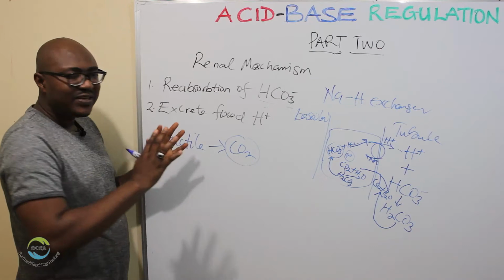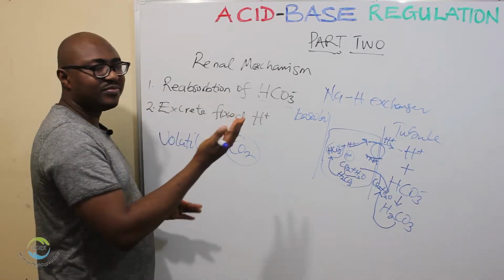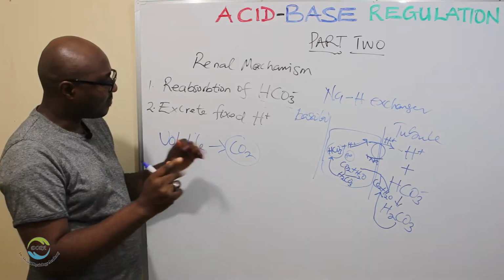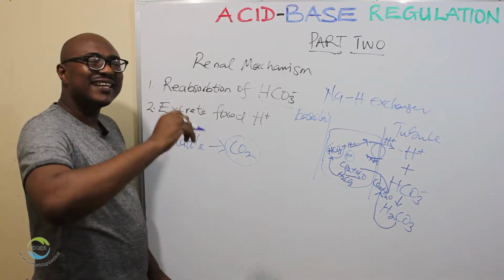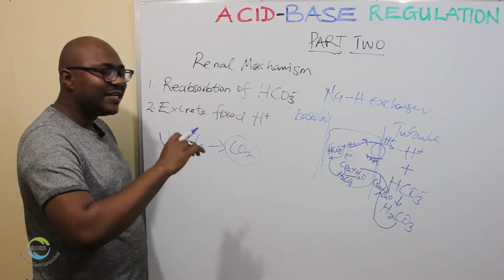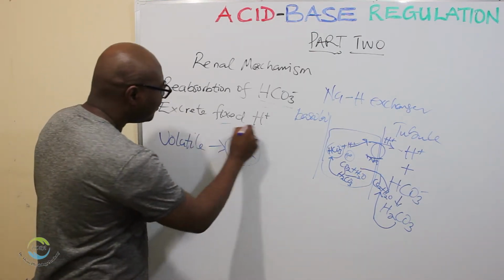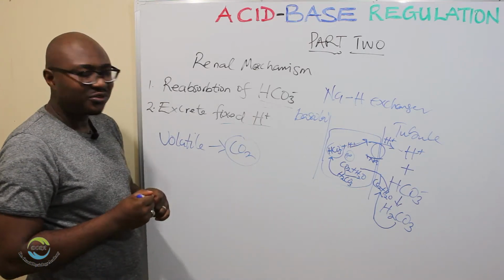So fixed acids are acids that cannot easily be expired. They are products of catabolism of proteins, amino acids. So that means they must leave the body through the kidney. That's what it means. They must leave the body through the kidney.